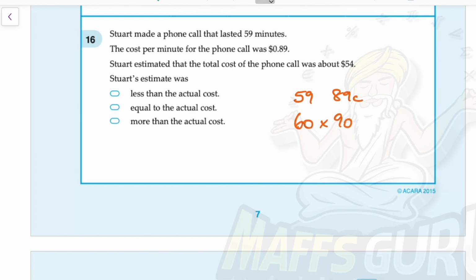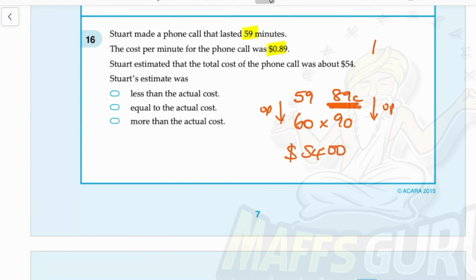So what we've done is we've rounded this one up and we've rounded that one up. Now, obviously, when I do 60 times 90, I get $54. I actually get in that situation cents because I did it in 89 cents. This would be in cents, but I know I can turn that into dollars. So he's got the $54 effectively by rounding the 59 up and the 89 up.